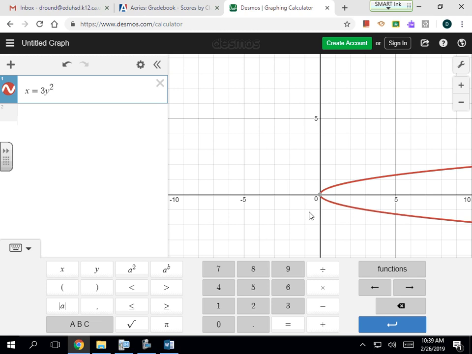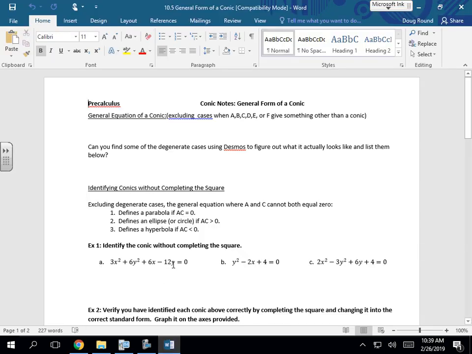So if you look at your sheet there, I think this is an easy one. It looks like this. Conic note, general form of a conic. So this is section 5 in your textbook, chapter 10. Let's go ahead and write down the general form of a conic, and then we're going to do a little bit of an investigation on here.